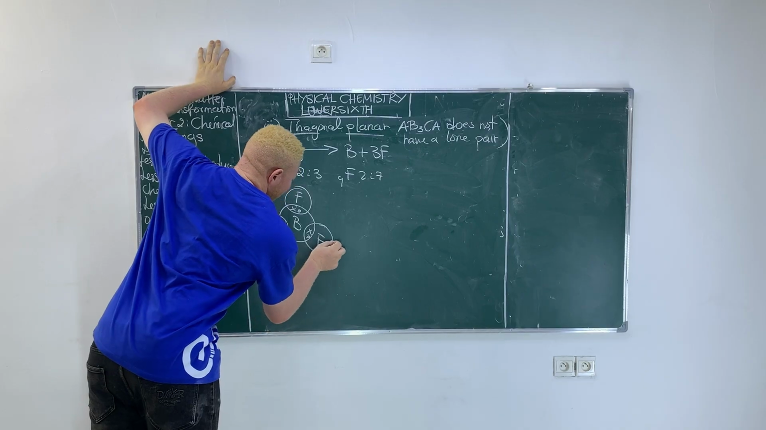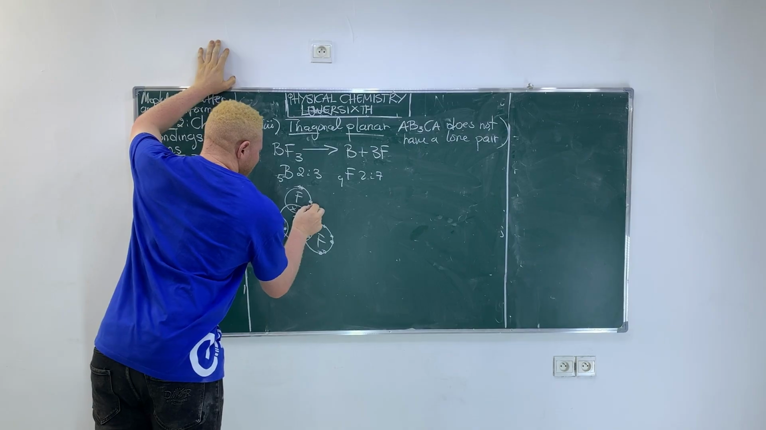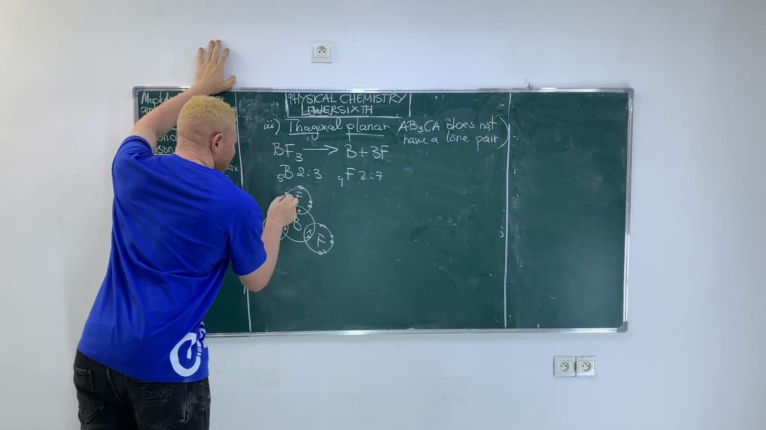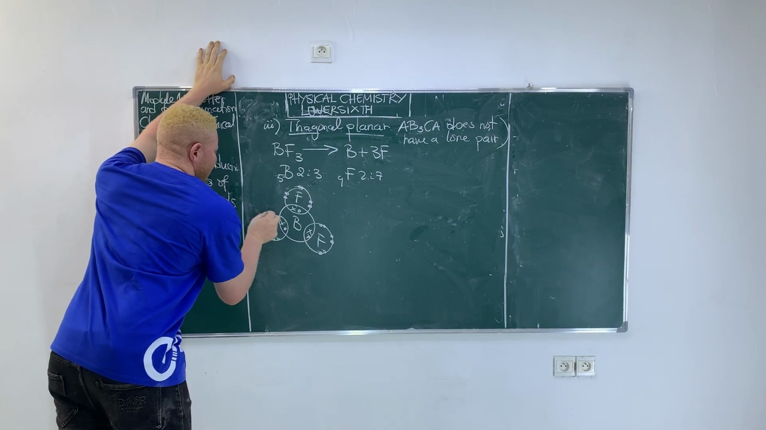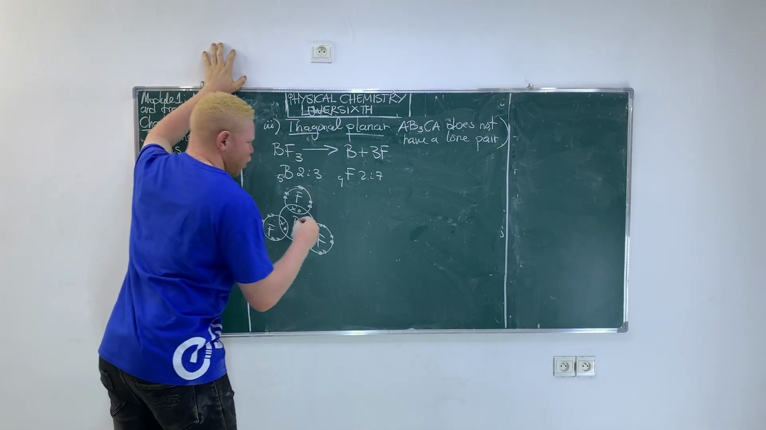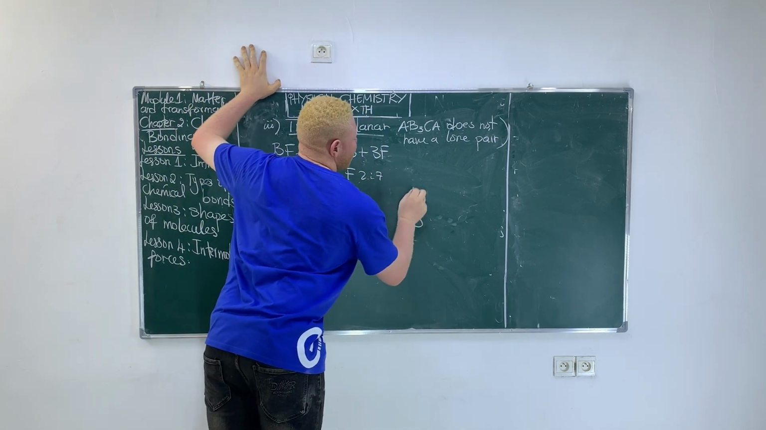Each fluorine has 1, 2, 3, 4, 5, 6 electrons around it. So if you want to draw the Lewis representation, we're going to have boron with F.